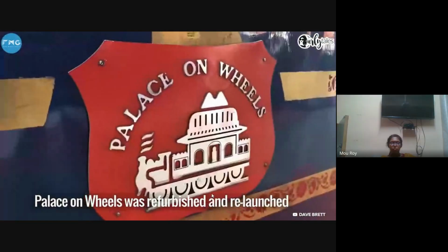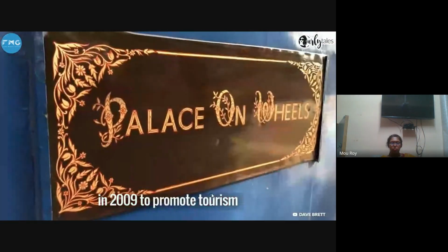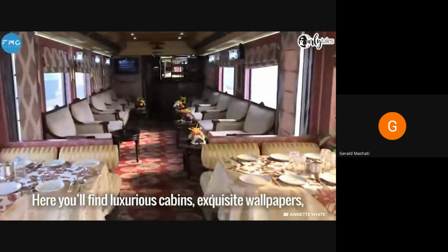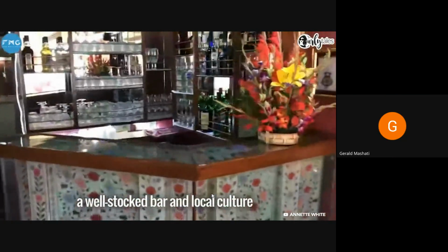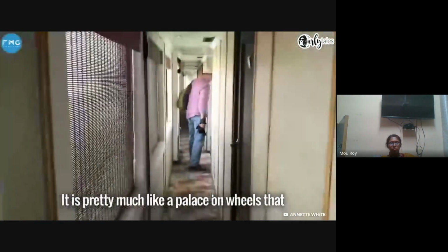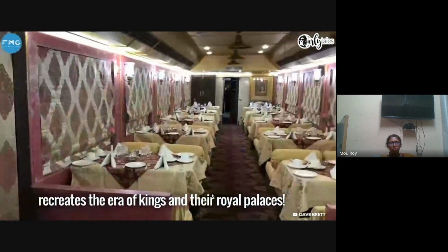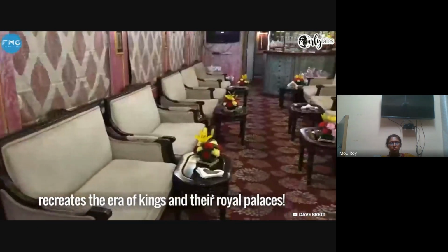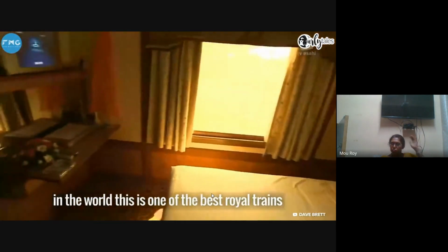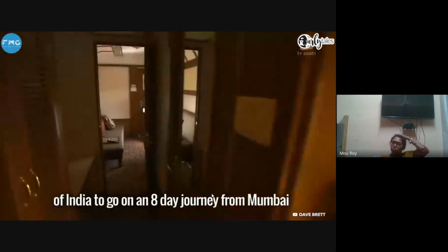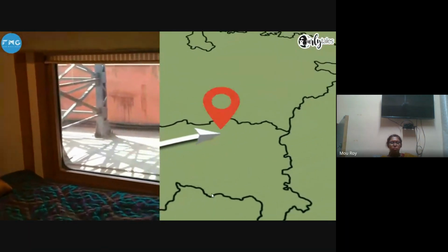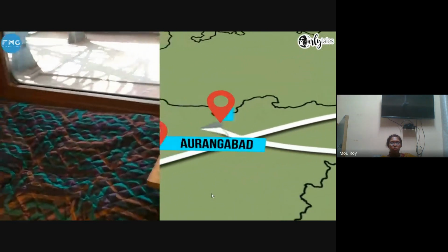Palace on Wheels was refurbished and relaunched in 2009 to promote tourism. Here you'll find luxurious cabins, exquisite wallpapers, a well-stocked bar and local culture displayed by artistic handicrafts. It is pretty much like a palace on wheels that recreates the era of kings and their royal palaces. No wonder it was voted the 4th best luxurious train in the world. This is one of the best royal trains of India to go on an 8-day journey from Mumbai to Aurangabad to Ramtek, Tardoba, Ajanta, Nashik and back.